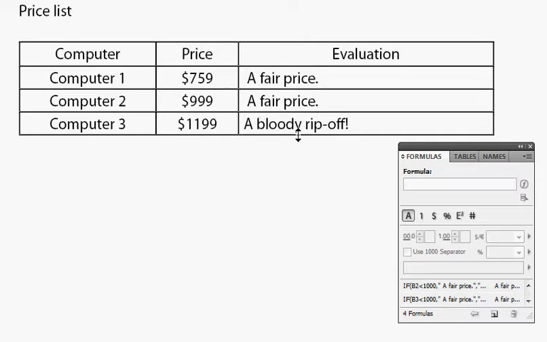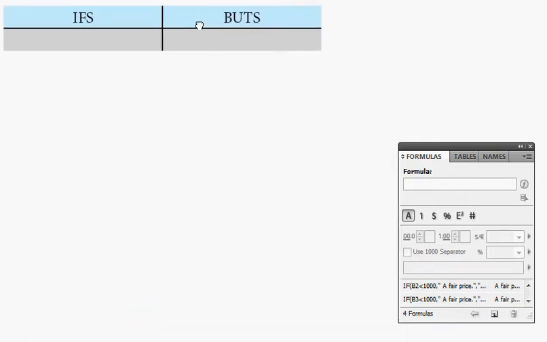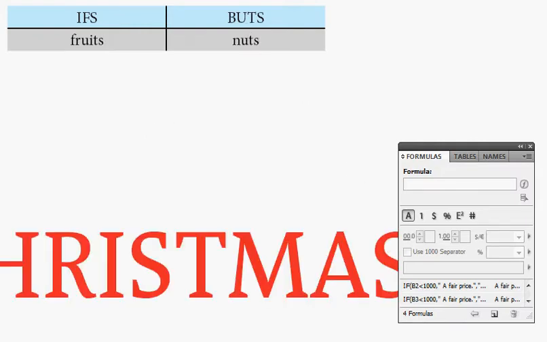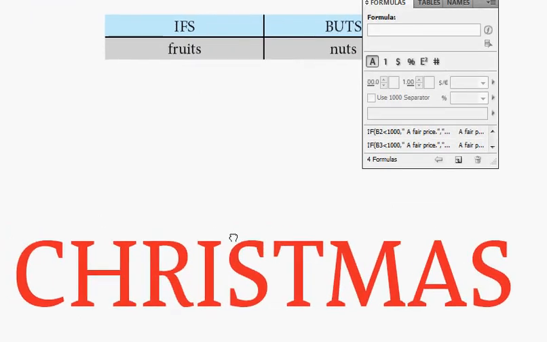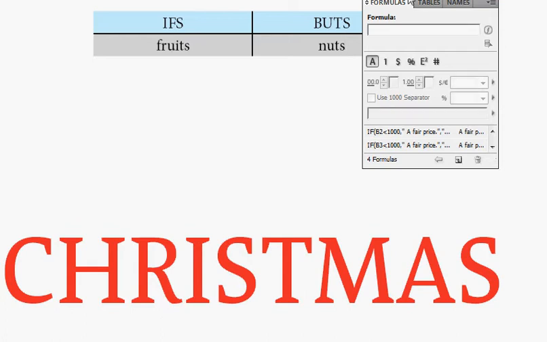The IF function, however, doesn't have to be limited to just one condition. You can see we have a table with two different categories, ifs and buts. What if the ifs were fruits, and what if the buts were nuts? Of course, in this case, we'd all have a Merry Christmas. I'll just move this here.